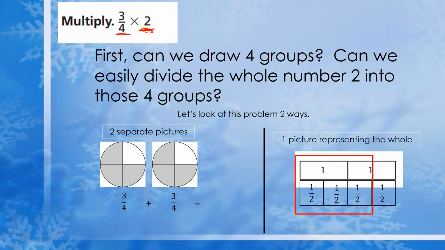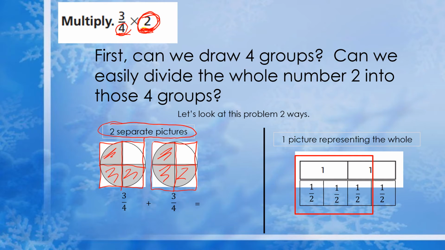The first model is 2 separate pictures, okay? So the first thing I do is I take my whole number and I draw 2 wholes. So here you notice I drew 2 circles. That is my whole number 2. And I took each whole and I divided it into fourths. I cut it into fourths because my denominator tells me to make it into fourths. And then I shade 3 of each one. And then I have 3/4 plus 3/4. And this is a lot like repeated addition.